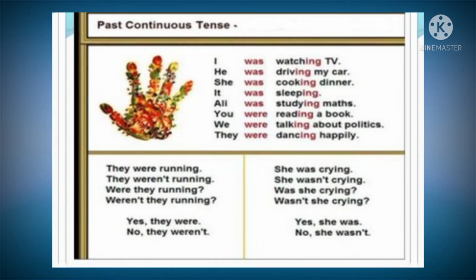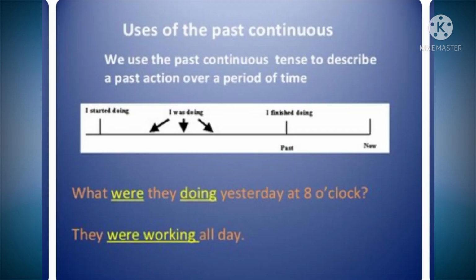See more examples here. I was watching TV. He was driving my car. She was cooking dinner. It was sleeping. Ali was studying. You were reading. We were talking. They were dancing. With singular we use was and with plural we use were. Okay, also, were they running? Weren't they running? Okay, and this is the structure of past continuous tense.